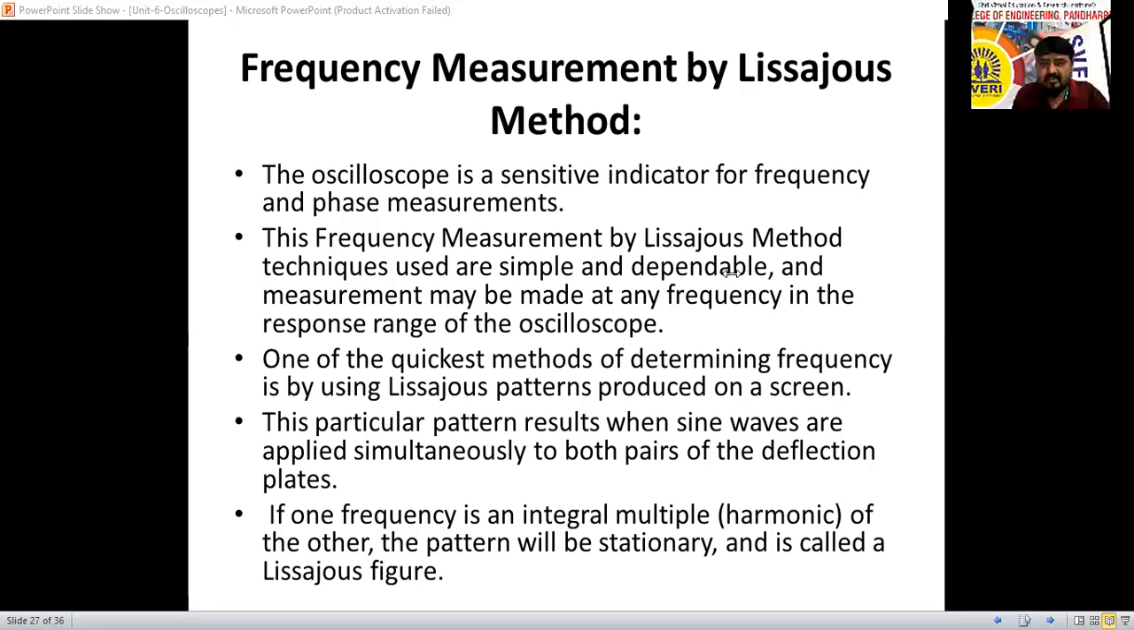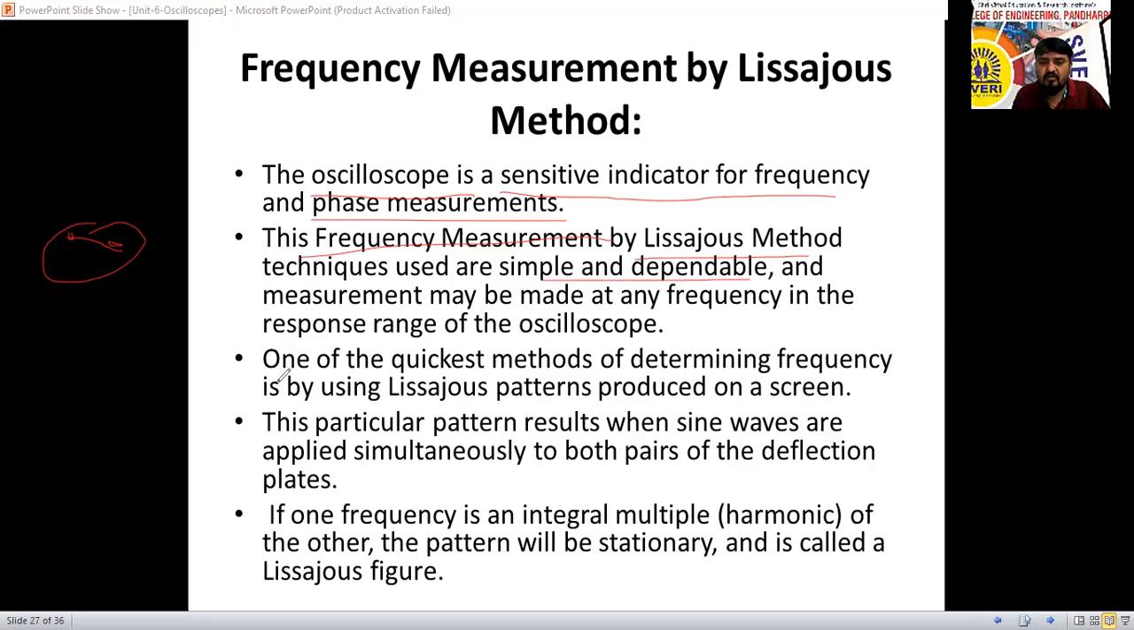Lissajous method. Okay. In the Lissajous method, what are they going to do? One unknown frequency is there, one known frequency is there. We are going to compare both. That is called the Lissajous method, and we are going to identify the frequency. In the oscilloscope, it is a sensitive indicator, very sensitive for frequency and phase measurement. The techniques used in frequency measurement by the Lissajous method are very simple and dependable.